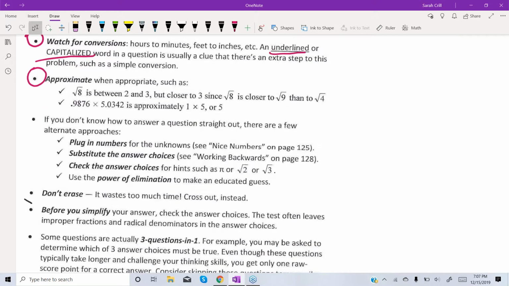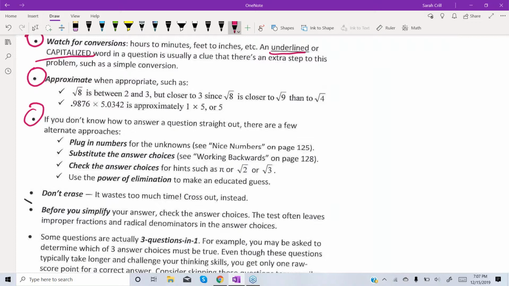And then we also have a couple strategies like plugging in numbers for the unknowns. So if we have certain types of problems, it will be helpful to plug in some numbers to see if the way that this question is behaving will be the same as what we need for the answer choice. We also have substitute the answer choices or working backwards.